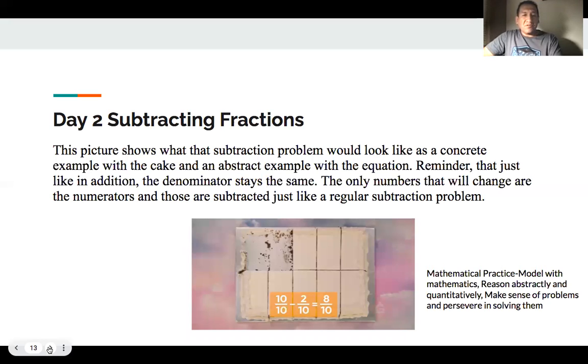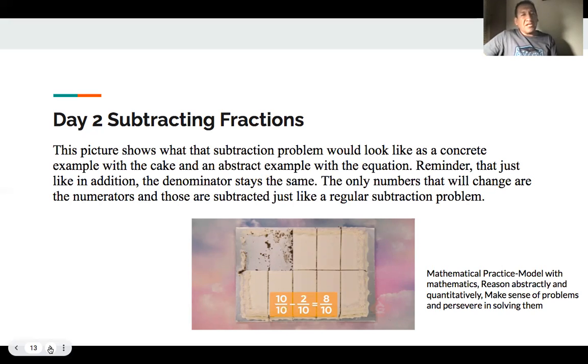This picture shows what the subtraction problem will look like as a concrete example. With the cake as an abstract example, with the equation, reminder that like in addition, the denominator stays the same. The only numbers that will change are the numerators, and those are subtracted just like a regular subtraction problem. Again, by using the cake model, we are modeling with mathematics, reasoning abstractly and quantitatively, and making sense of the problem and persevering in solving them.